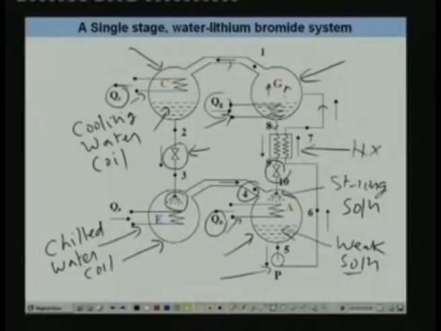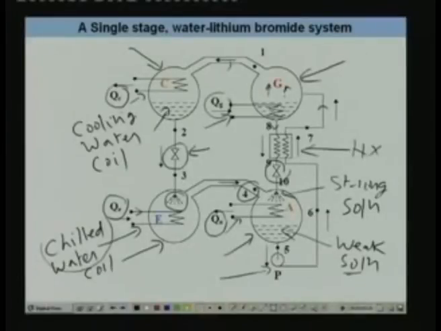As a result, since evaporation is endothermic, the water that is entering gets cooled. So ultimately what you get out of this is cold water, that is nothing but your refrigeration effect QE. During this process liquid becomes vapor, and this vapor goes to the absorber, and thus the refrigerant cycle is completed.